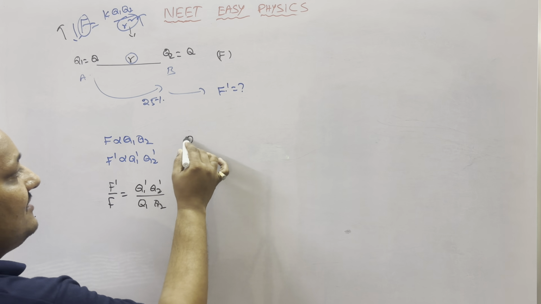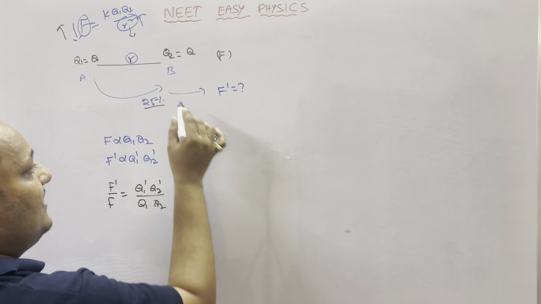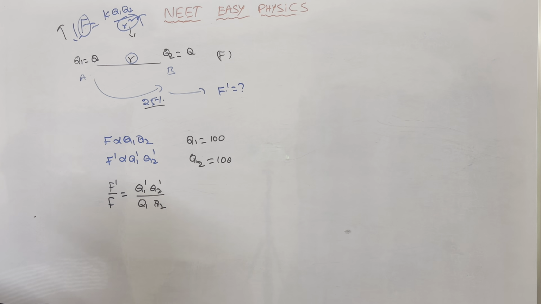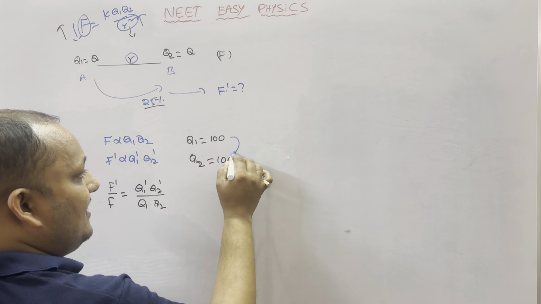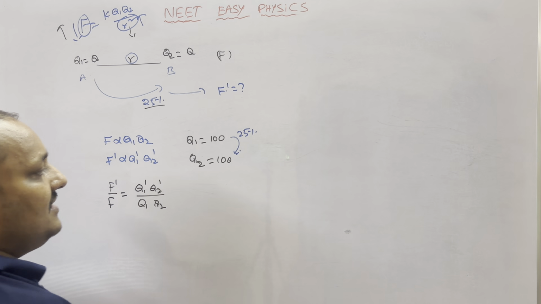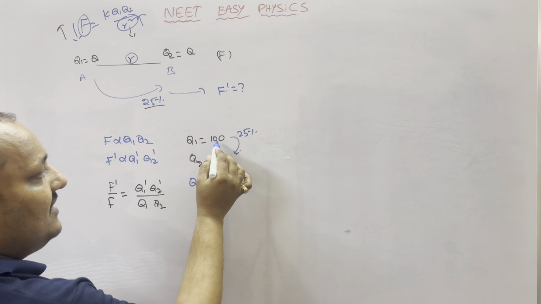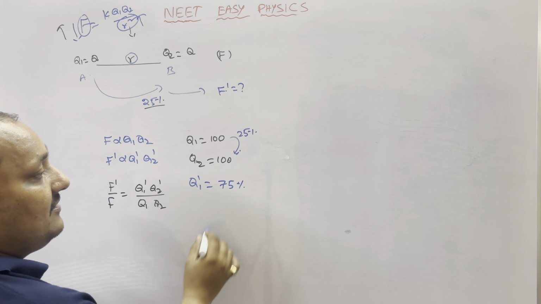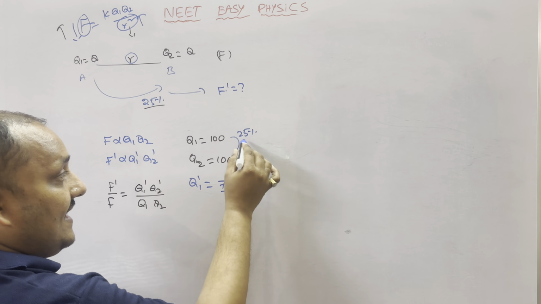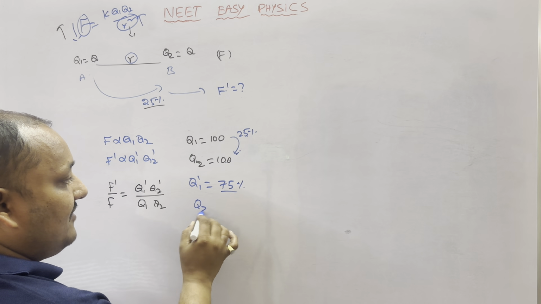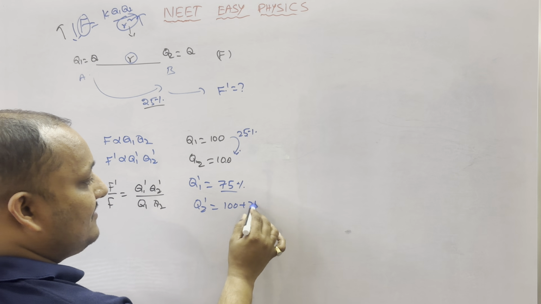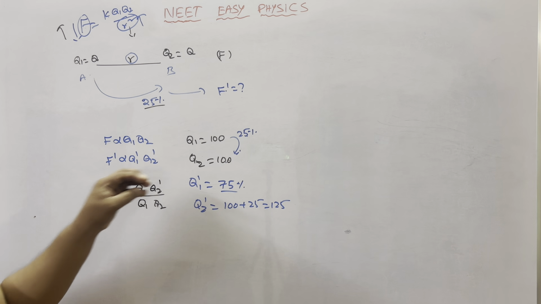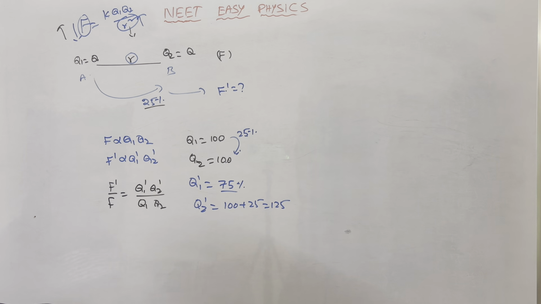So now initial charges, what should you take? Whenever they give 25%, initial charge you have to take 100. Now what is the final charge? From here, they transfer 25%. Then how much is remaining, Q1 dash? Here 100 minus 25, 75% is remaining. That is 75. Here this 25% is adding to this. Therefore, Q2 dash is 100 plus 25, that is going to be 125. So now the final new charges, one is 75, another one is 125.